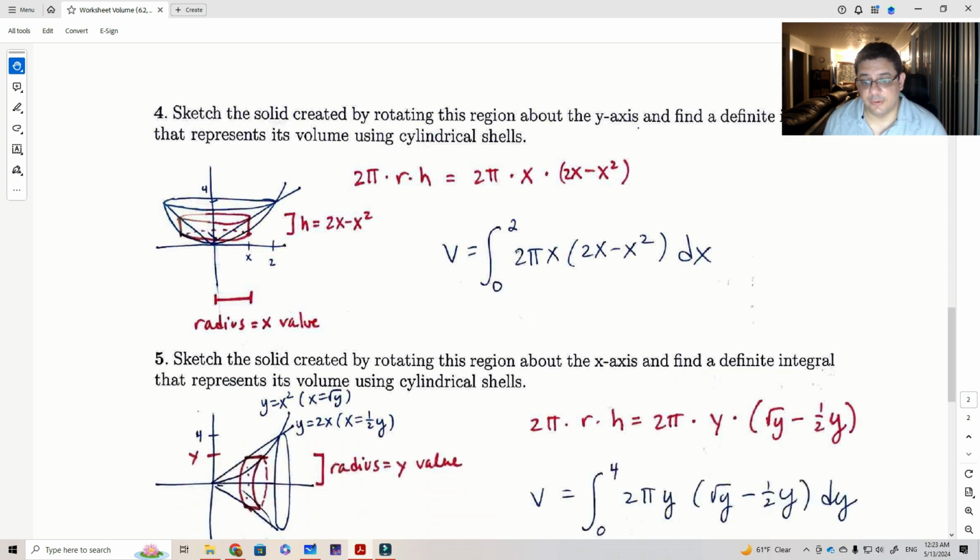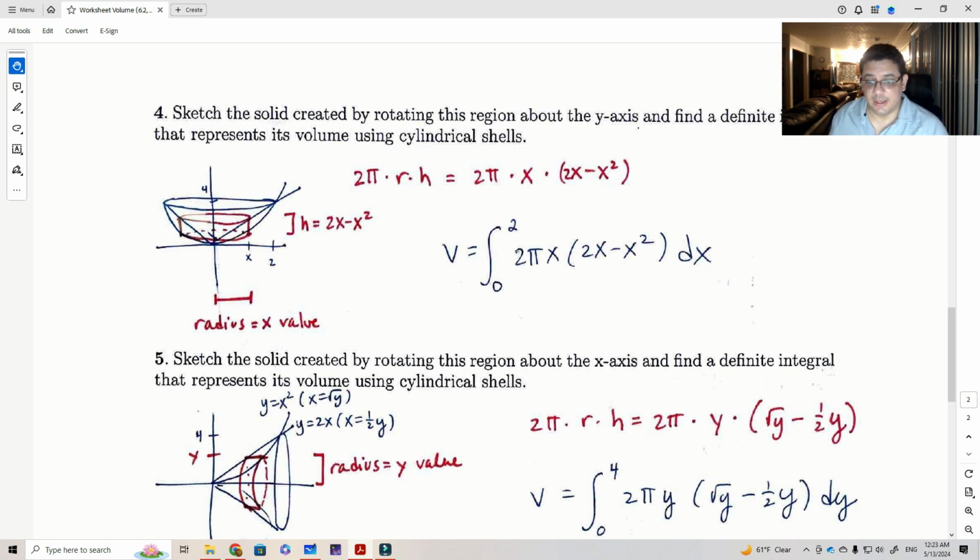Now we can also consider what happens if we rotate this region about the x-axis and find a definite integral that represents the volume using cylindrical shells. Notice that now the cylindrical shells are going to be parallel to the x-axis, and we need to transform everything in terms of y. So y equals x squared becomes x equals the square root of y, and y equals 2x becomes x equals 1/2 of y.